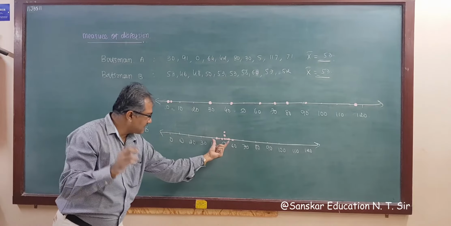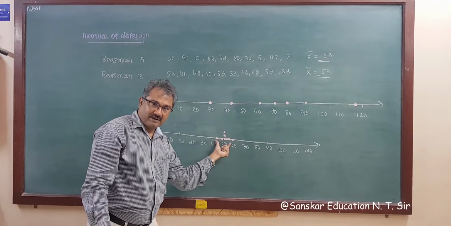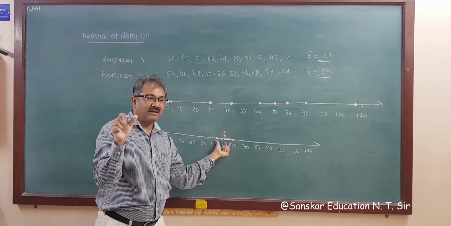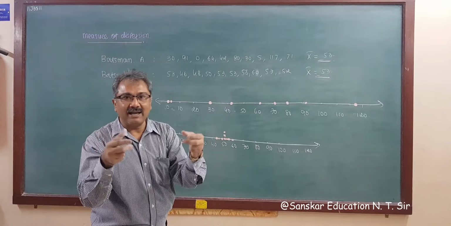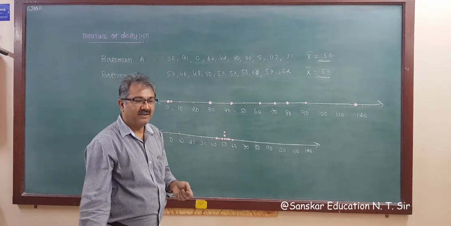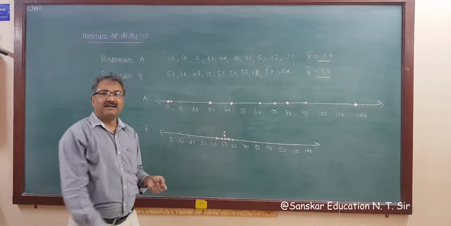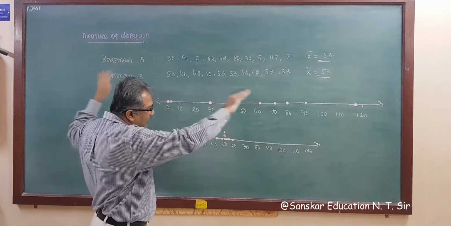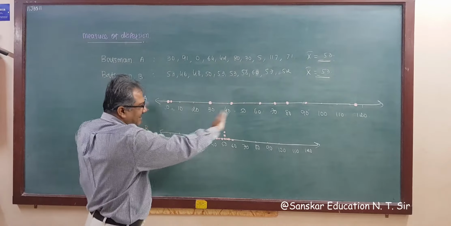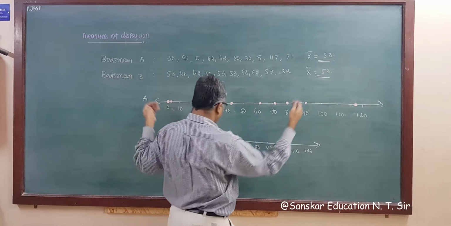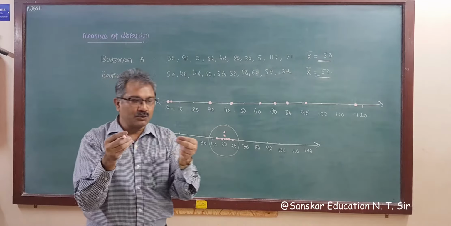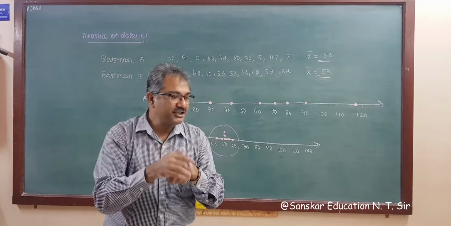The runs scored by batsman B are represented by dots. Then these dots are close to each other, right? They are clustering around the measure of central tendency, that is mean and median. While the runs scored by batsman A, right, are scattered more or spread out. See, they are scattered more, and here this is clustered together, very close to each other.